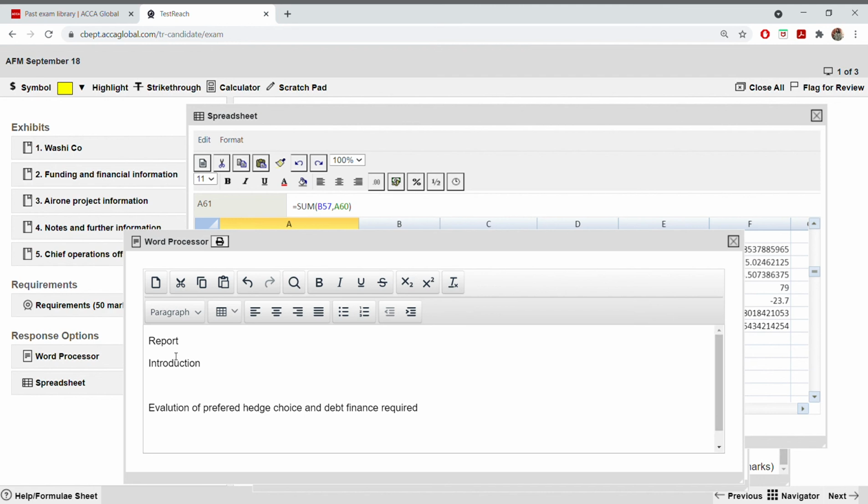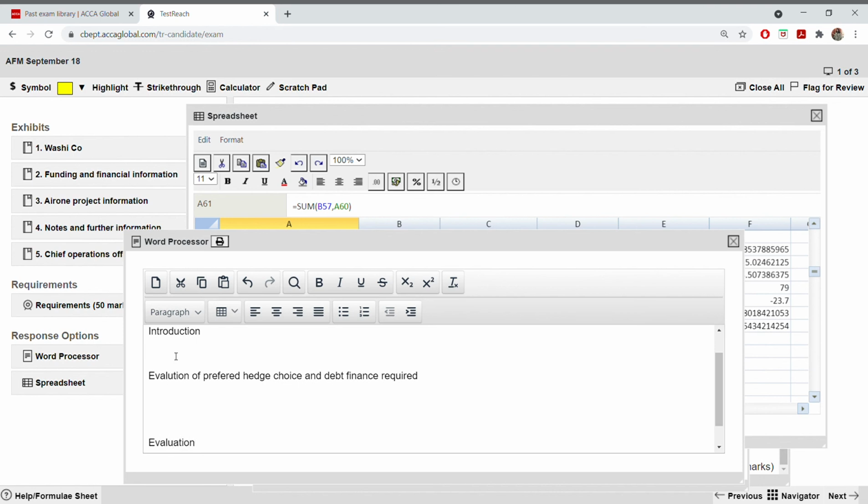So this is the first subheading, and the next will be evaluation of AR1 project. That's how you decide your subheadings. Your subheadings are never very long. It's very simple, very small sentences. Evaluation of AR1 project. And your third will be conclusion and evaluation.